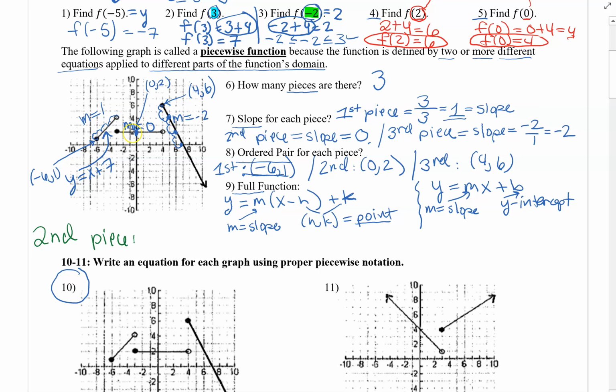For our second piece, we see that the line is horizontal, so the slope is 0. And because I knew the y-intercept for that piece, I'm going to go ahead and use slope-intercept form.